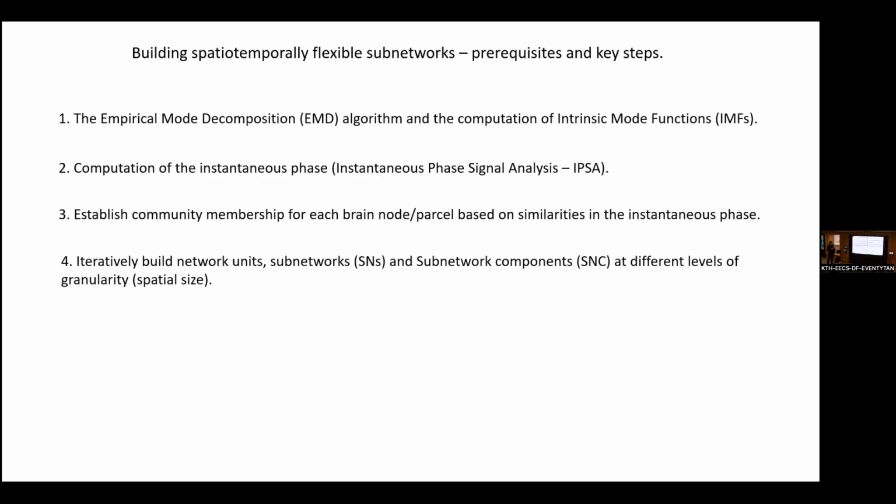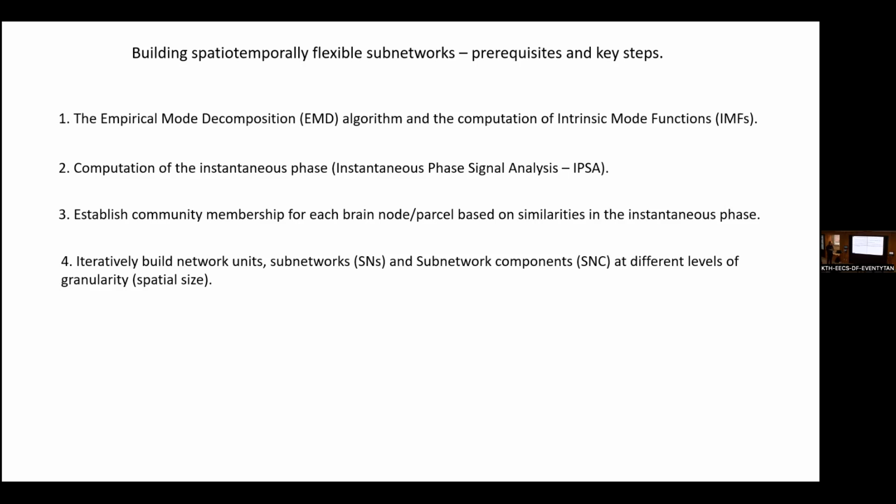Then we compute the instantaneous phase. So instead of just having a real value, we have a complex value with a phase and an amplitude. So we can detect phase differences between different regions. We want to establish community membership. That was what I was referring to before, that we want to determine which regions are very close in phase to each other. Small phase differences means that they probably belong to the same community, that they are closely knit together because they are synchronized over time, right?